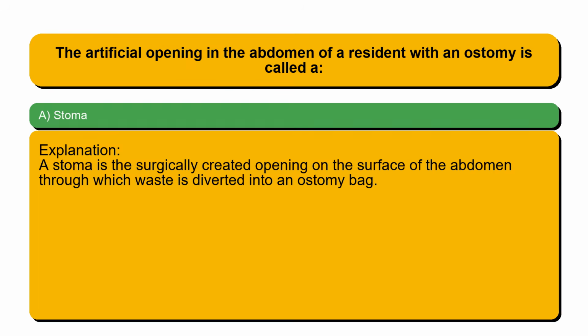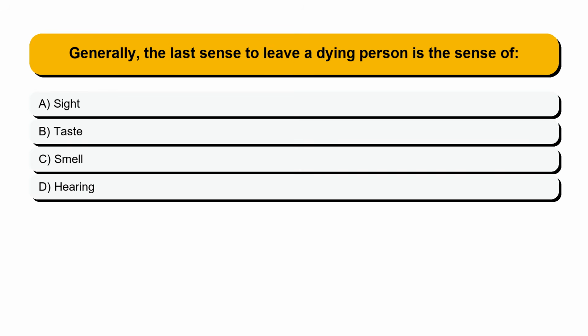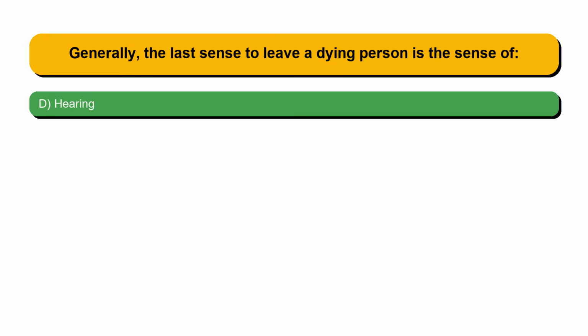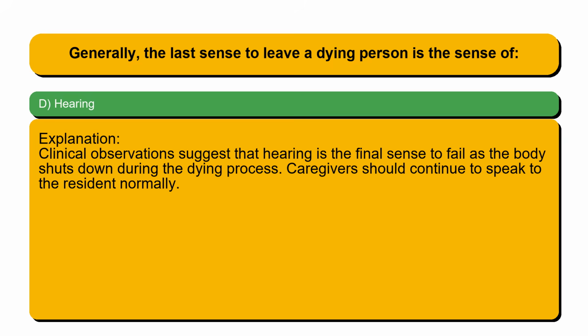Question 98. Generally, the last sense to leave a dying person is the sense of option A, sight. Option B, taste. Option C, smell. Option D, hearing. The correct answer is option D, hearing. Clinical observations suggest that hearing is the final sense to fail as the body shuts down during the dying process. Caregivers should continue to speak to the resident normally.